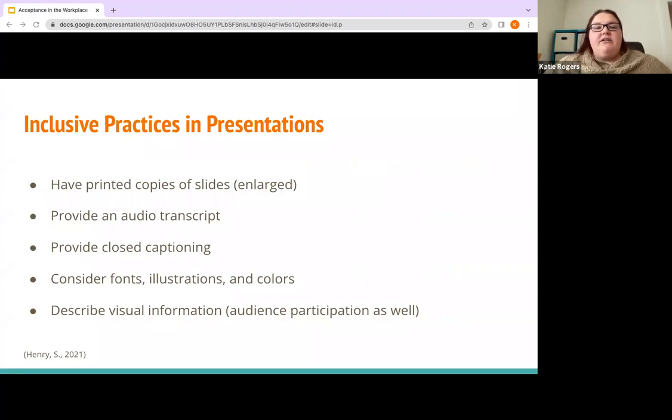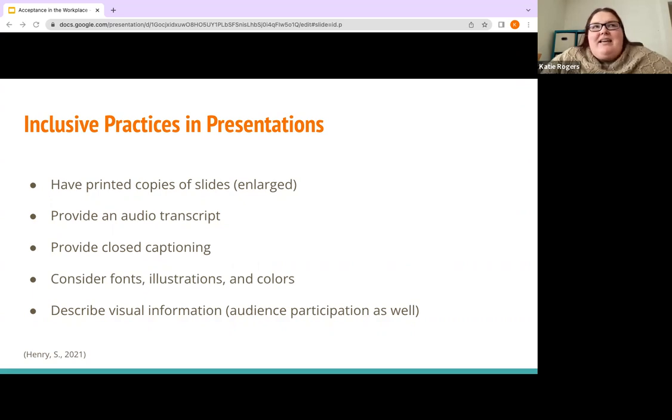When we're talking about inclusive practices in presentations, there are several ways that you can be inclusive in presentations that you give. Some main ones include having printed copies of the slides and having them enlarged. Providing an audio transcript. This is super important for somebody who maybe has processing deficits or who is visually impaired, who needs to go back and listen to the audio of the presentation. Providing closed captioning is important, as we've done today.